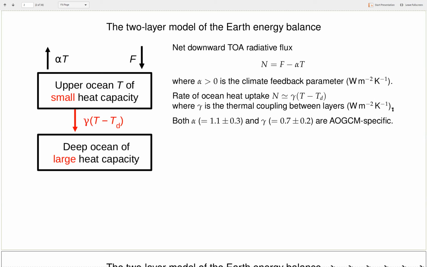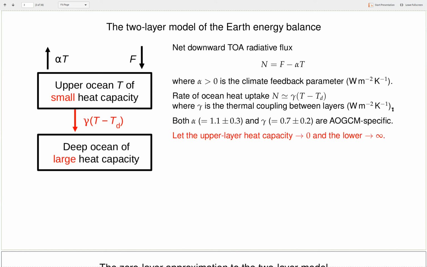a term which is modeled as gamma times (T minus TD), where T and TD are the differences from equilibrium of the upper and lower ocean temperatures. And gamma is the thermal coupling. So this model's been fitted to many AOGCMs. In Geoffroy et al.'s fitting of CMIP5 models, alpha is 1 plus or minus something, gamma is 0.7 plus or minus something. Both of these are AOGCM-specific numbers. And with these numbers, you can reproduce abrupt 4xCO2 and 1% CO2 quite well.